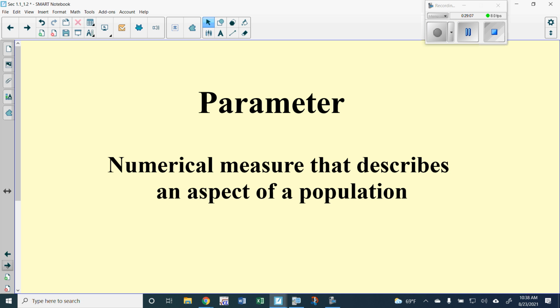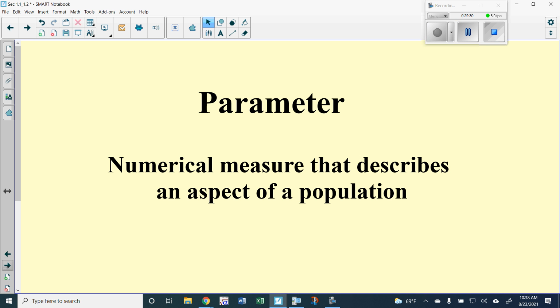When it comes from a sample, it is called a statistic. So every sample has its own statistic. And each statistic doesn't have to be the same thing as a population parameter.